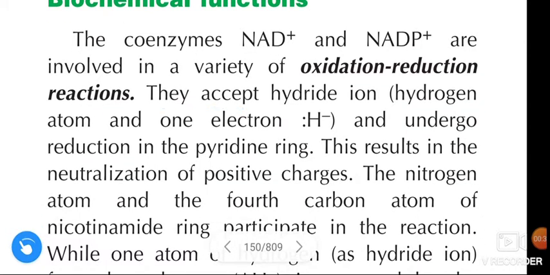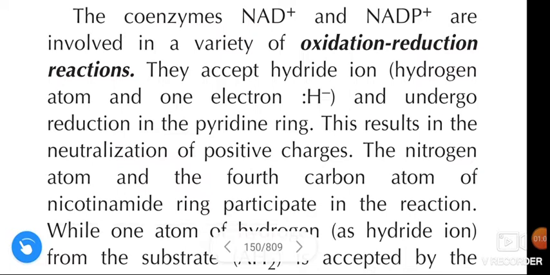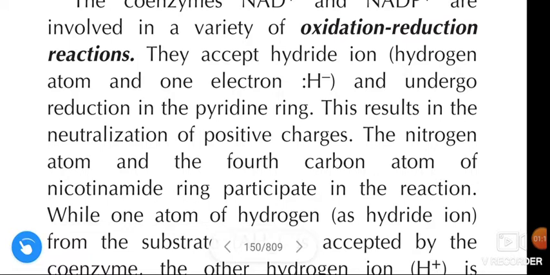They accept the hydride ion. Hydride ion is nothing but a hydrogen atom and one electron. Hydride ion means H minus. This hydride ion contains the hydrogen atom and one electron and undergoes reduction in the pyridine ring. This results in the neutralization of the positive charges.